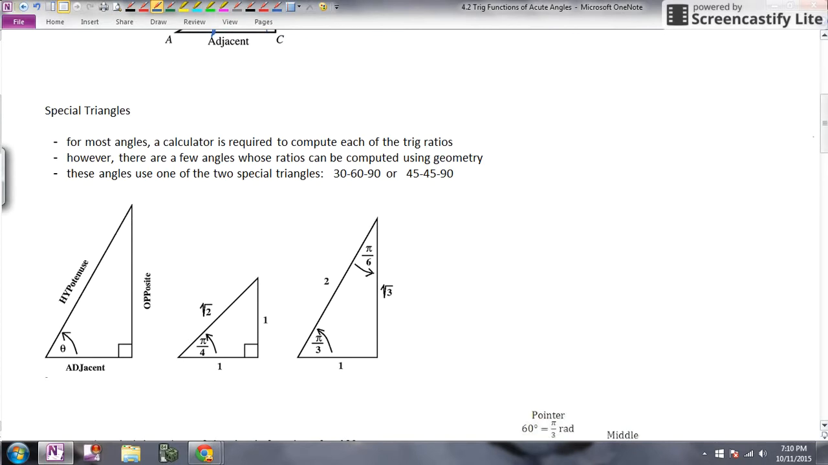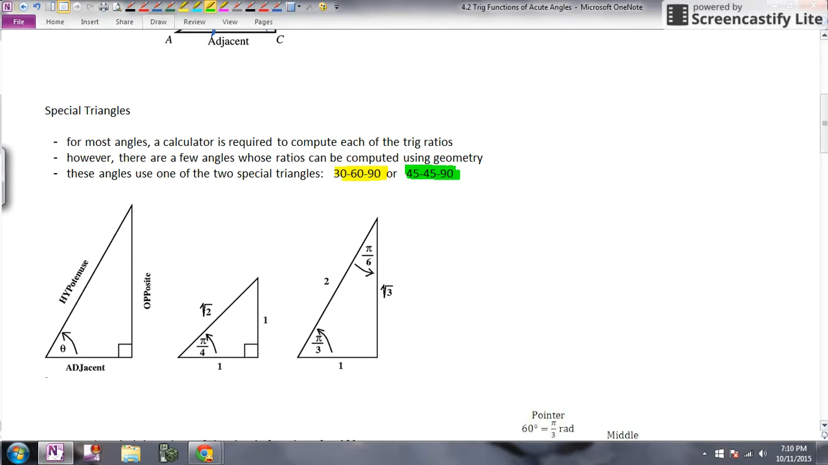All right, special right triangles. For most angles, we're going to need a calculator. But there are two very special right triangles that you know from geometry. One of them is your 30, 60, 90, and one of them is your 45, 45, 90. Now, why are they so important? Because we know the ratios of their sides.